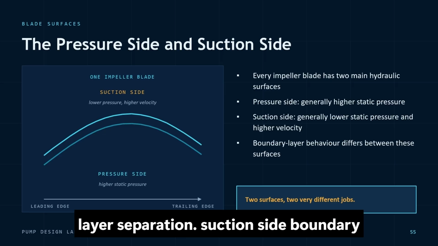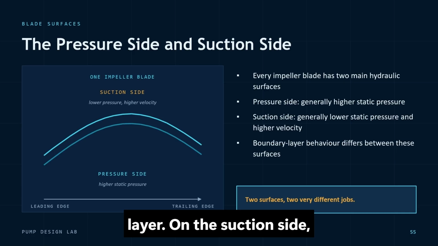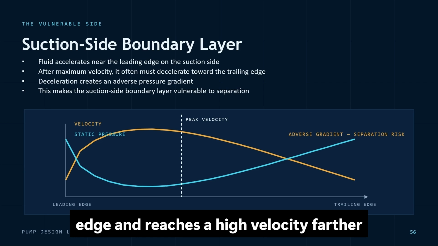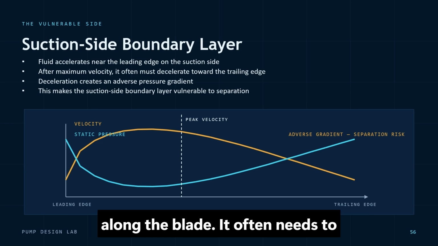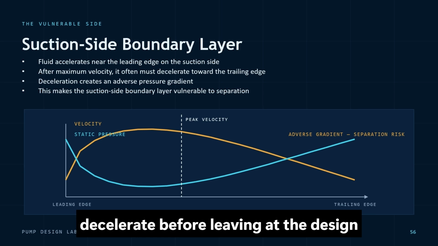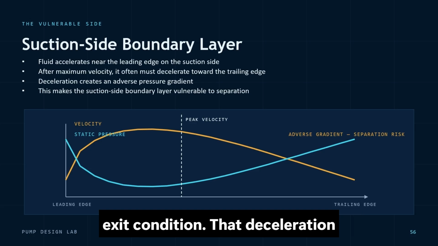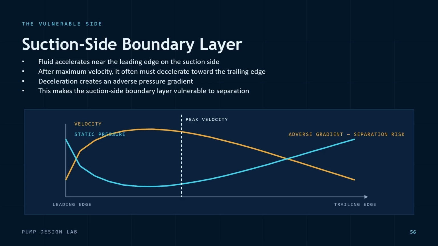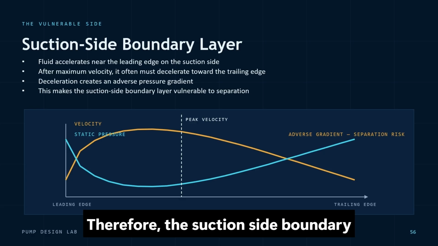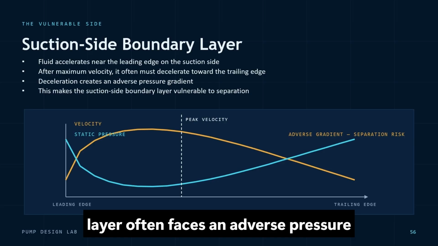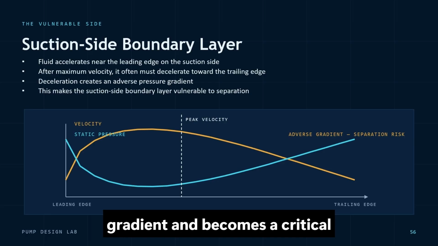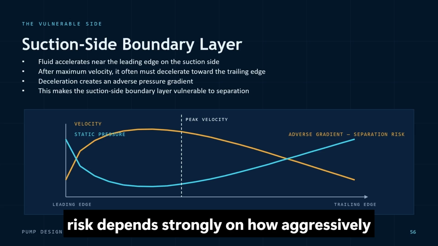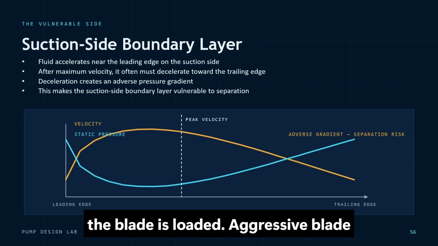Suction side boundary layer. On the suction side, fluid commonly accelerates near the leading edge and reaches a high velocity. Farther along the blade, it often needs to decelerate before leaving at the designed exit condition. That deceleration means pressure rises downstream. Therefore, the suction side boundary layer often faces an adverse pressure gradient and becomes a critical separation location. The severity of this risk depends strongly on how aggressively the blade is loaded.